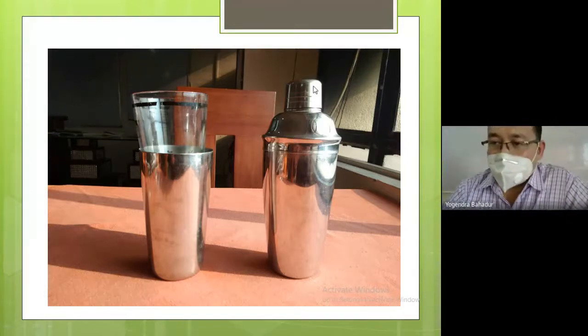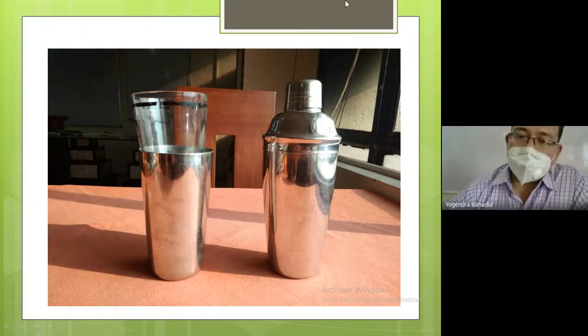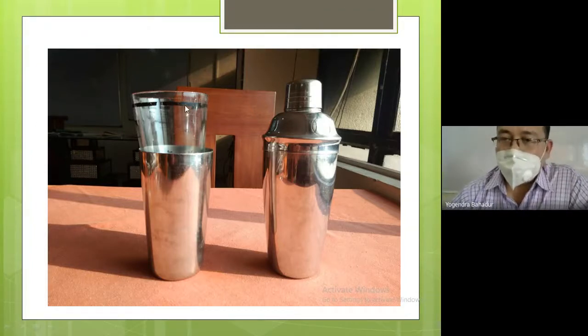Whereas the one on the right-hand side is known as the traditional shaker. So the shaker with half glass and half steel is known as Boston shaker, B-O-S-T-O-N. On the right-hand side, this one is known as traditional shaker.